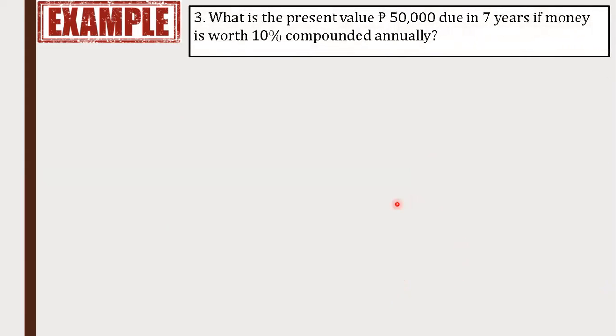Let's have example 3. What is the present value of 50,000 pesos due in 7 years if money is worth 10% compounded annually? Again, what is the present value of 50,000 pesos due in 7 years if money is worth 10% compounded annually? You need to understand it well. You need to situate the problem well. So from this given, we have present value 50,000 due in 7 years and worth 10% compounded annually. So that's only annually.